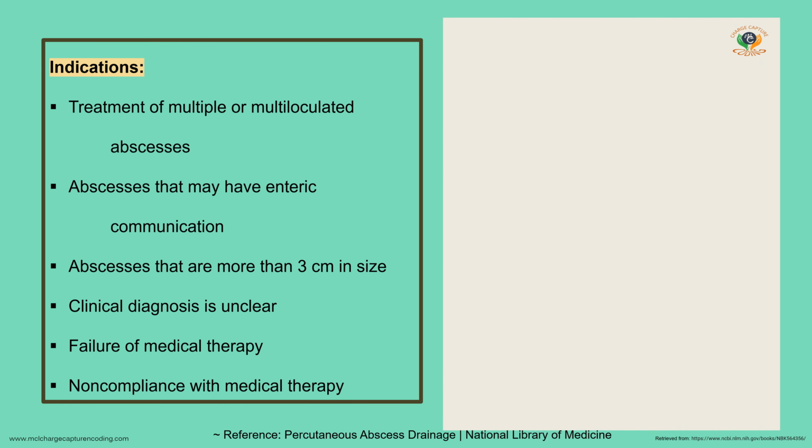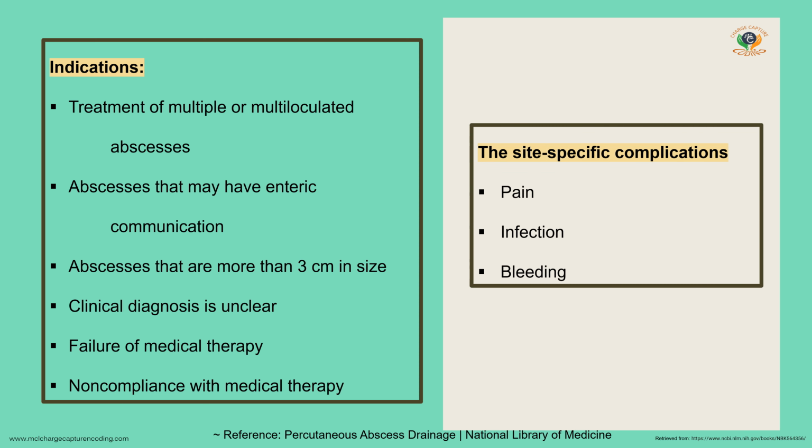The indications for image-guided percutaneous catheter use are as follows: treatment of multiple or multiloculated abscesses, abscesses that may have enteric communication, abscesses that are more than 3 centimeters in size, clinical diagnosis isn't clear, failure of medical therapy, non-compliance with medical therapy.